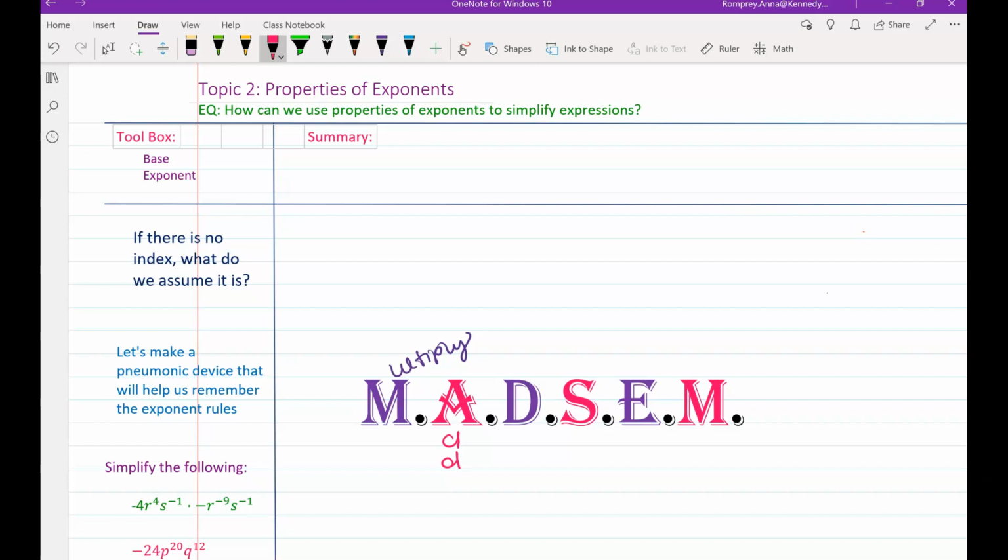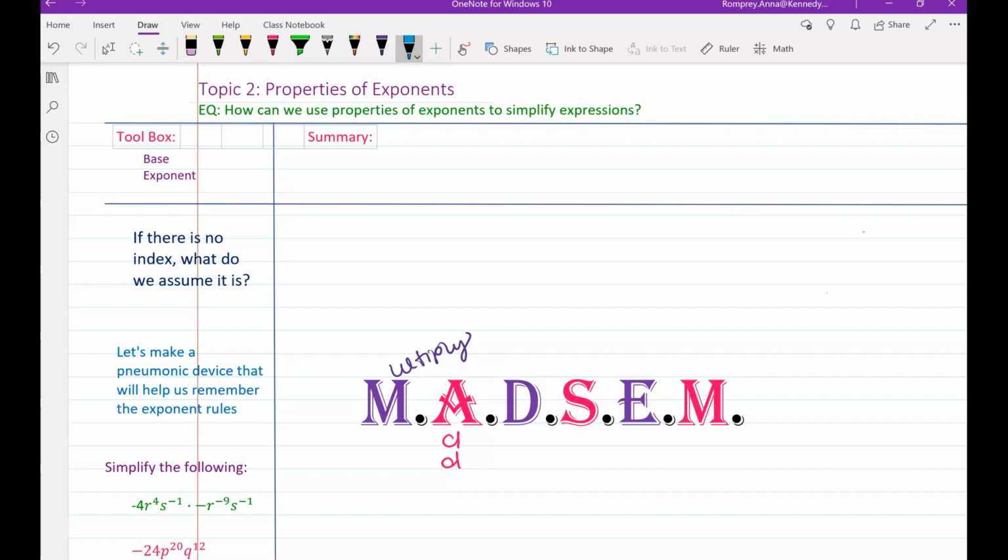Now notice up in our toolbox, we have base and exponent. So exponents, that's the little script at the very top, if you've got it attached to a number or a variable. And the base is the term or number that the exponent is attached to. So it's easier if we just look at this with an example.